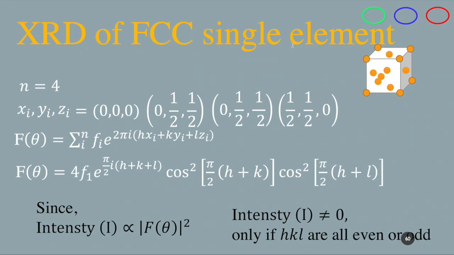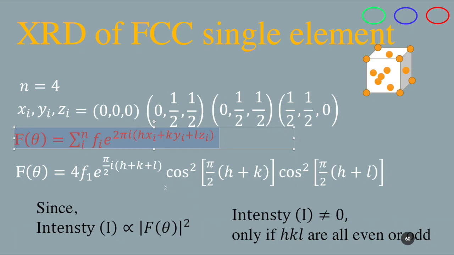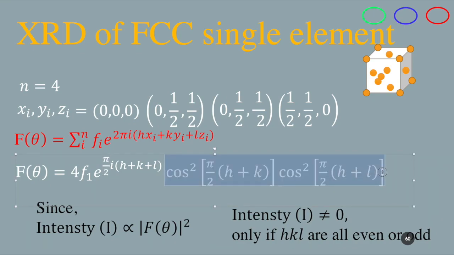Similarly, for FCC single element, we have four atoms. These are the lattice point coordinates: 0, 0, 0; 0, half, half; half, 0, half; half, half, 0. Again, we use the structure factor to calculate and compute all these values here, here, here. We have four atoms, so four different parts of this, and we again obtain this equation in terms of cos. Again, we use the Euler formula for converting the exponential to cos, and we get this equation.